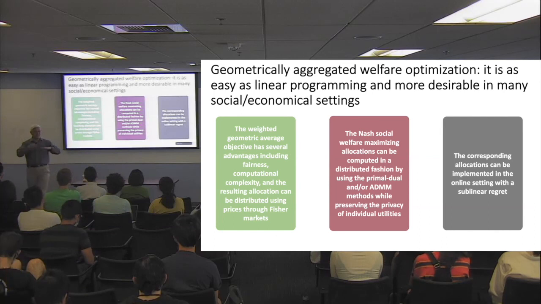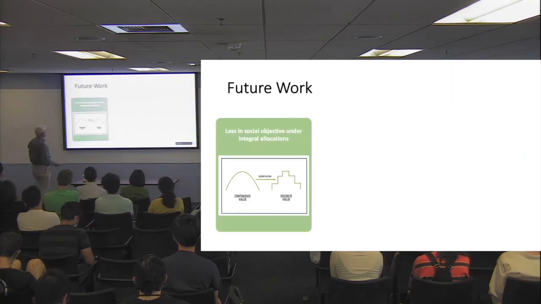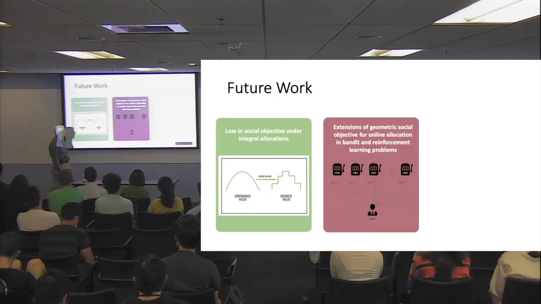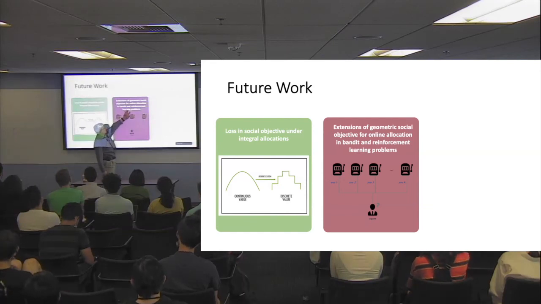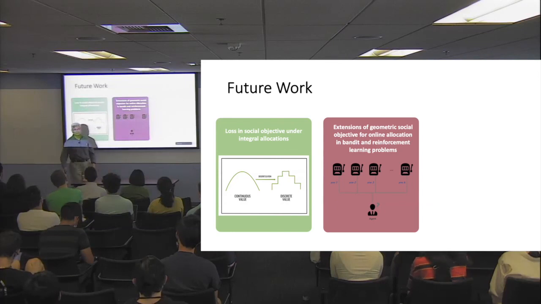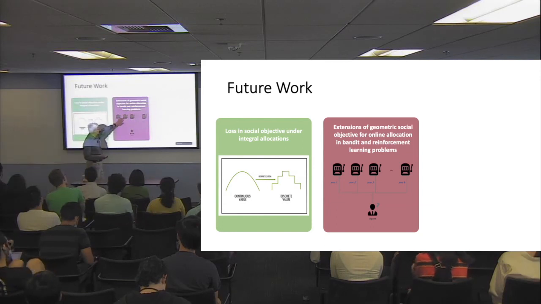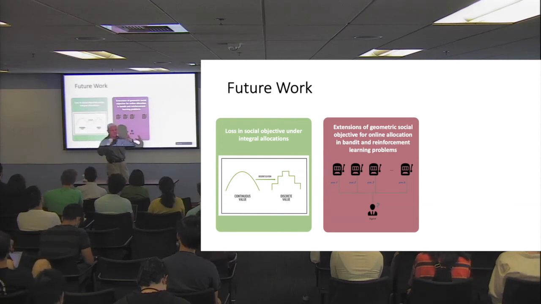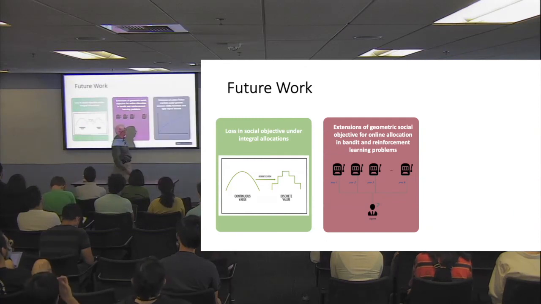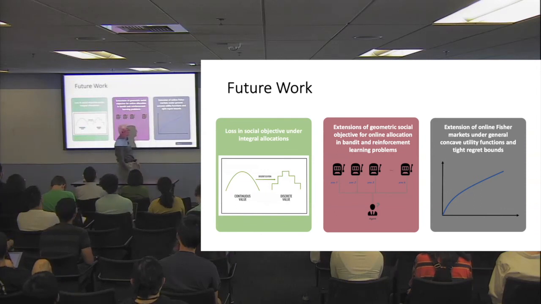You still achieve social welfare as long as you don't have a short horizon. Future work: maybe non-splittable goods, which I know people here are also interested in. Extend to geometric social objectives for online allocation, bandits and reinforcement learning problems. I know it's very popular right now. Online LP is like you take orders and make them disappear. You can decide which machine to pull more or less, but you may only have had analysis for a linear objective. Can you also do this geometrically aggregated objective? Extension of linear Fisher market to more general concave utility functions, and also prove tight regret bounds.